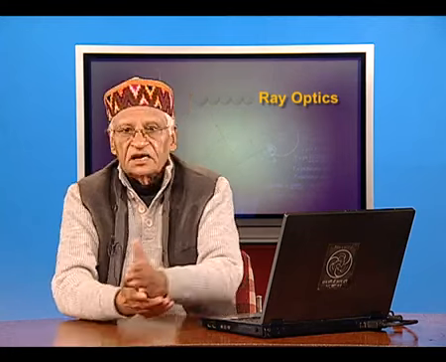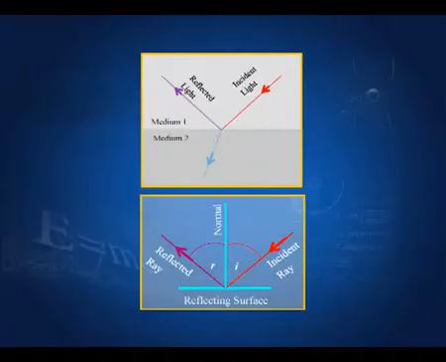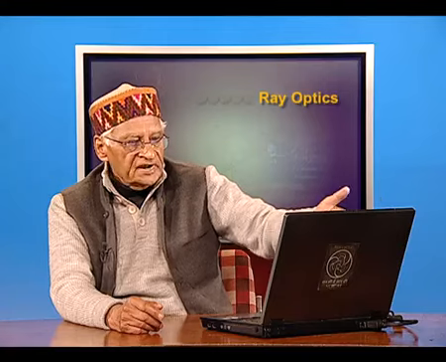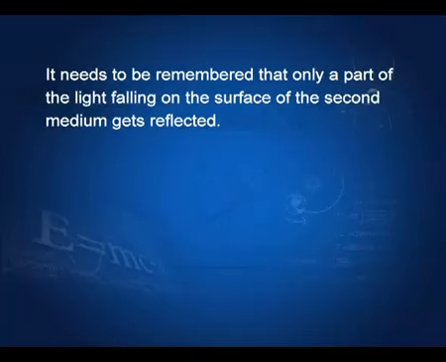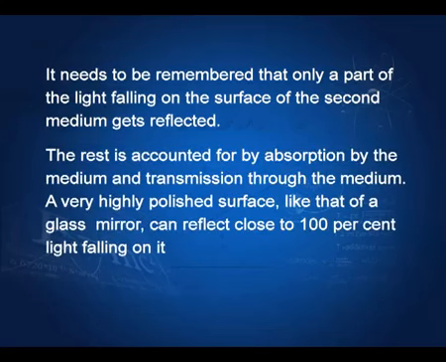That is the content of the second law of reflection. Moreover, if I is 0, then R is also equal to 0 because they are equal. So any light which is incident normally on the surface is reflected back along the same path. It needs to be remembered that only a part of light falling on any surface gets reflected. The rest is accounted for by absorption by the medium and transmission through the medium.